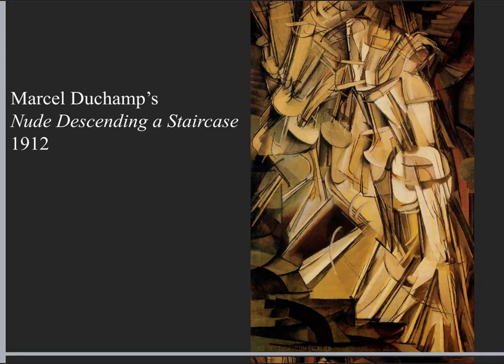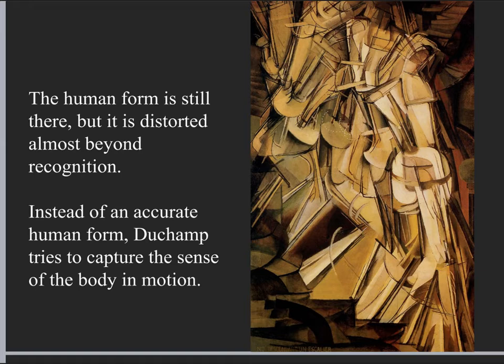Here's another example, Marcel Duchamp, Nude Descending a Staircase from 1912. Can you see a nude figure walking down a staircase? I think if you squint, you can. Right here, the human figure is even more distorted. It's just a jumble of flat, overlapping shapes. You can't even really see a face.